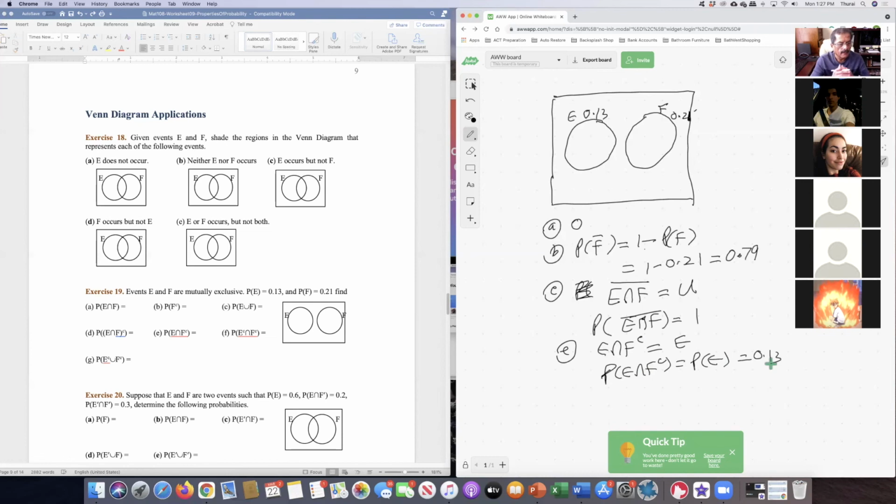Did we do letter D? Letter D, did we skip that? Yeah, you're right, I skipped it. Probability of E intersection F, no, that's what we just did. No, we skipped the C. We skipped C, and we did the D. Okay, sorry about that. I did the D and skipped C. All right, go back to C. Yeah, I was so confused.